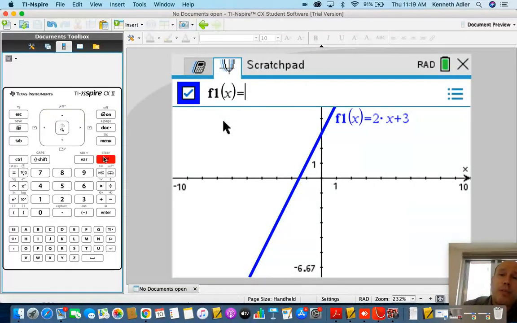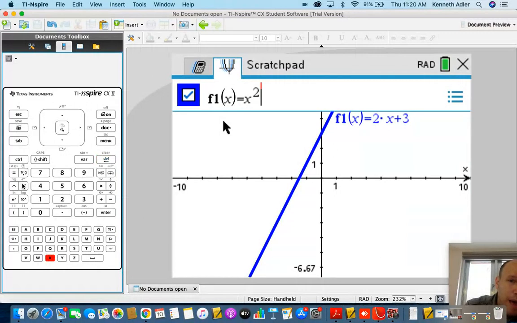Let's take that out. Let's put a quadratic in. How about x squared? So let's see, x to the second power, plus 3x minus 10.